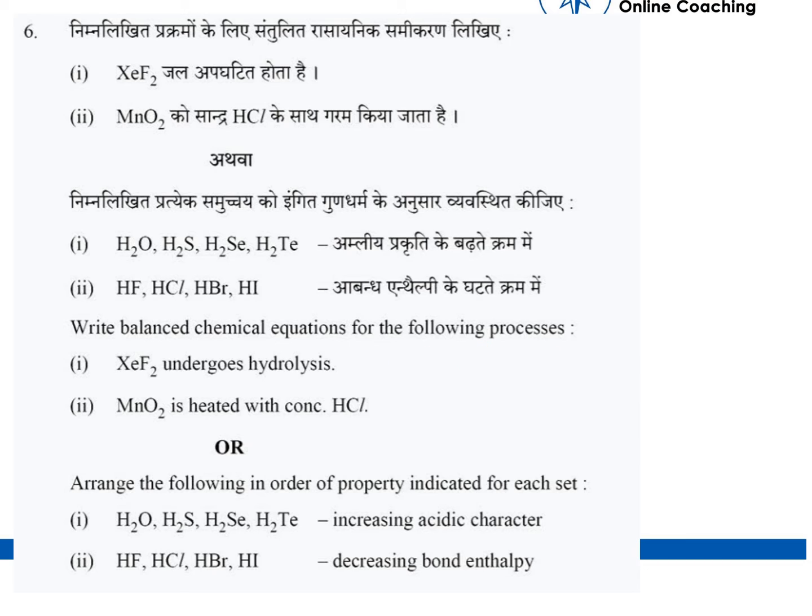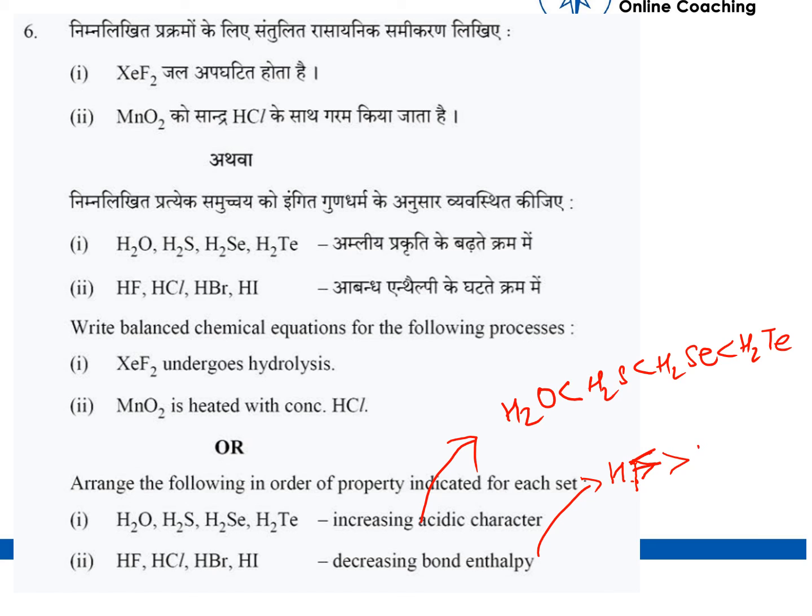Second question is, arrange the following in the order of property indicated for each set. First one, in increasing order of their acidic character. So their order is H2O < H2S < H2Se < H2Te. And decreasing bond enthalpy, HF > HCl > HBr > HI.